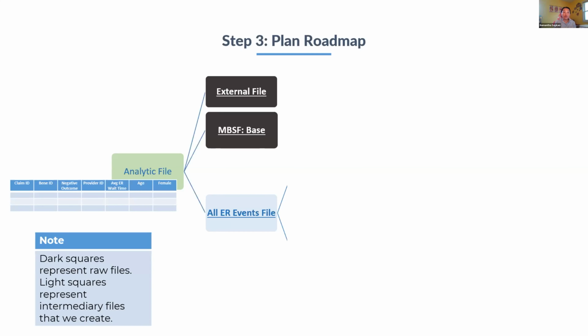The external file, I don't need to make any edits to it. I can just pull the average ER wait time right out of it. And then same with the MBSF base, I can pull age and gender right out of there. However, I know that there's going to be some type of ER events file that I'll have to create because I know it's going to come from both the outpatient and the inpatient.